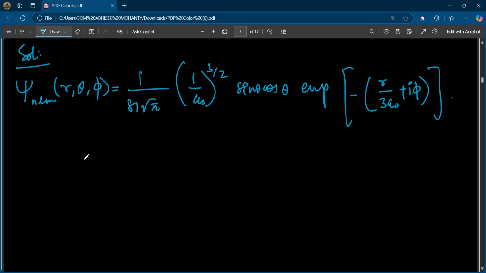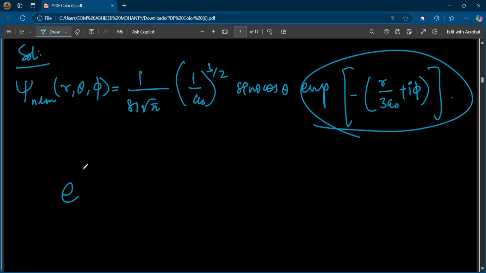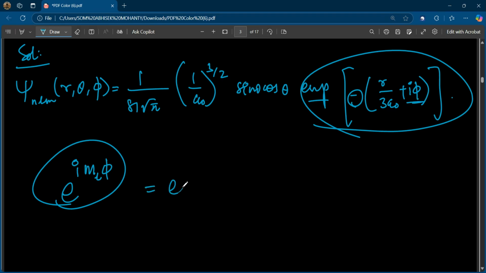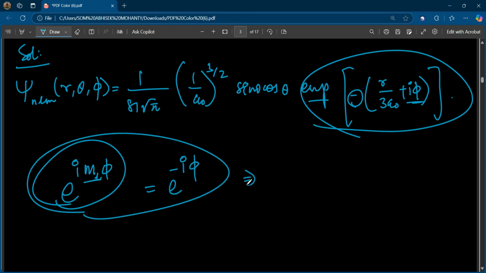See, first of all, how to check it, how to know. You will first check the exponential term. The exponential term should actually be e to the power i ml phi. But here, you see it is e to the power minus i phi. Only see that phi term, so we will equate it. From here we can see ml is minus 1. Got it? So the m value we got.